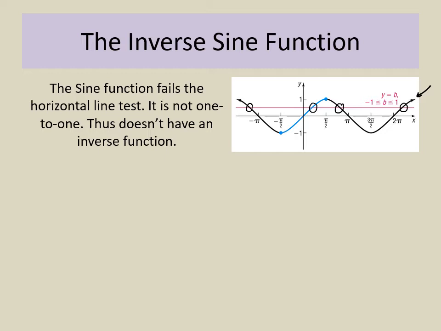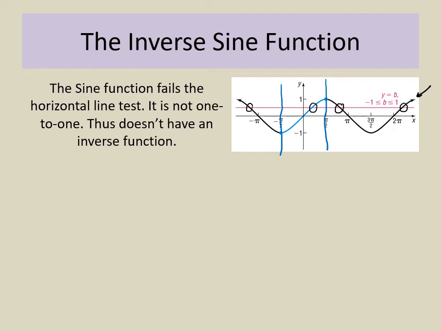Similar to what we spoke about before with the quadratic function, one of the tricks that we can do is restrict the domain of the function. So we can cut it off so that it would be a one-to-one function. And if you look at the sine function, because it's a periodic function, it repeats itself from this point to this point, the negative pi over 2 to positive pi over 2.